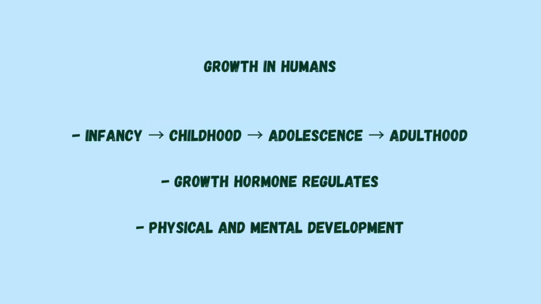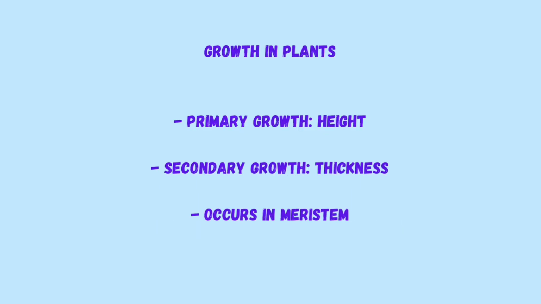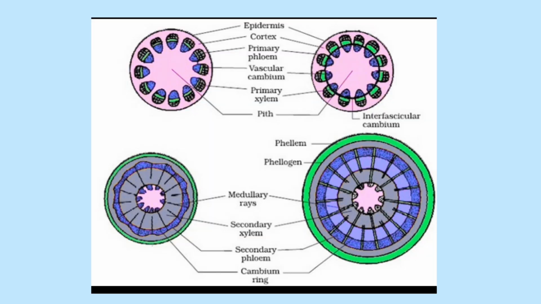Now how does growth happen in humans? Infancy, then childhood, then adolescence, then adulthood. Growth hormones regulate physical and mental development. How does growth happen in plants? Primary growth is height, and secondary growth is thickness, which occurs in the meristem.